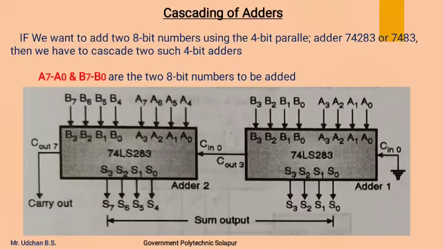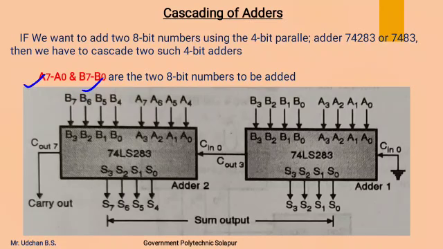Now if you want to add two 8-bit numbers using a 4-bit parallel adder, IC 74283 or 7483, then we have to cascade two 4-bit adders. That is, by cascading two 4-bit adders we can add two 8-bit numbers. Suppose the two 8-bit numbers are A and B. A is of 8 bits from A7 to A0, B is also of 8 bits from B7 to B0. These numbers we have to add using 74283 or 7483 ICs, which are 4-bit adders.